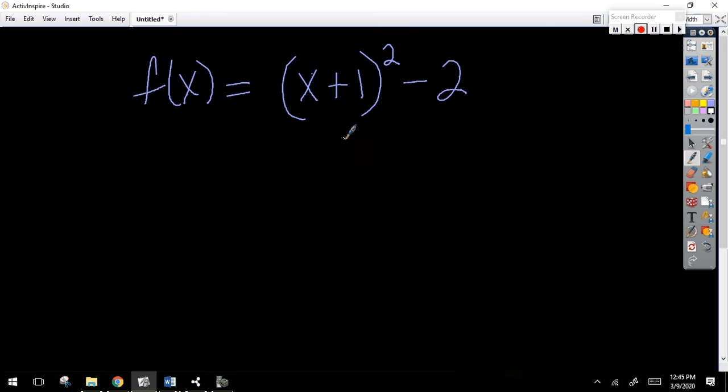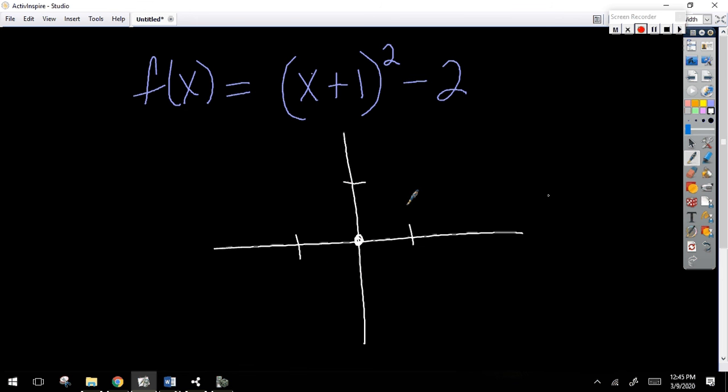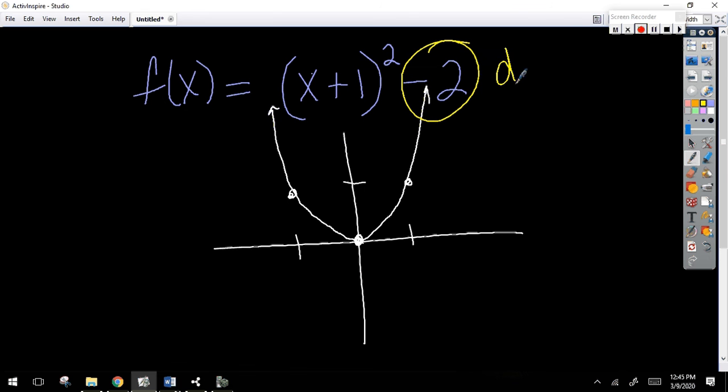We said the parent was x squared, so I'm 0, 0. I'm 1, 1, and I'm negative 1, 1. So this is what I'll be looking for as you graph. Okay? Now, tell me about these transformations. Alex is doing this, and he's right. What's that mean? All right, down 2.